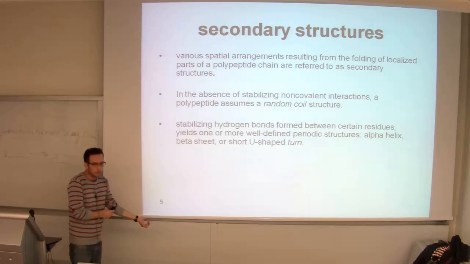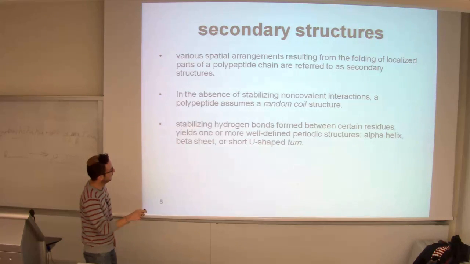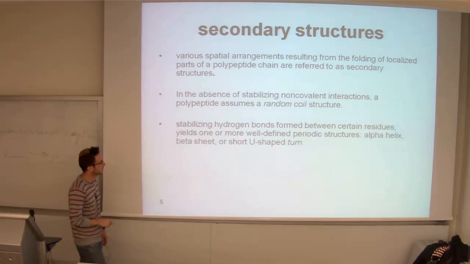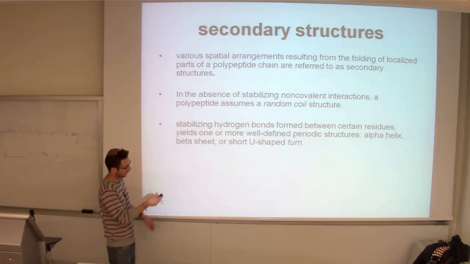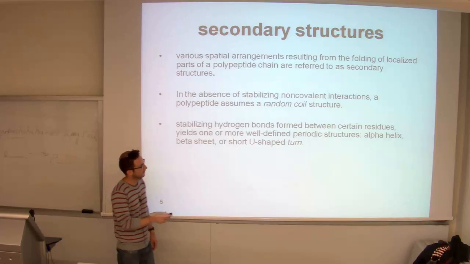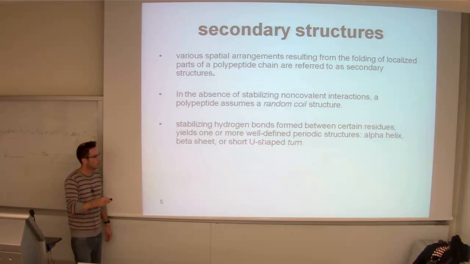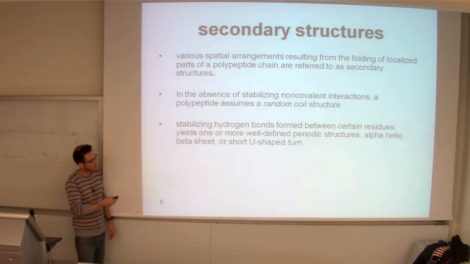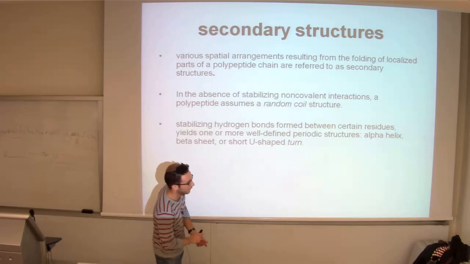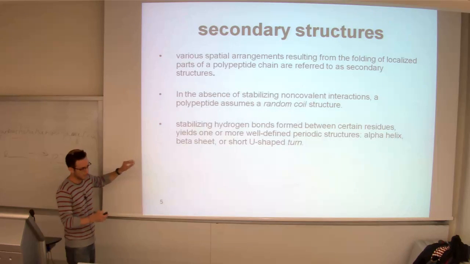And what are these non-covalent stabilizing interactions in the secondary structure? These are hydrogen bonds that are formed between certain residues and give rise to well-defined periodic structures that can be one out of three: alpha helix, beta sheet, or short U-shaped turn, or just U-turn. Bonds can only be hydrogen bonds? Yeah, in the secondary structure case, indeed, yes, that's true.